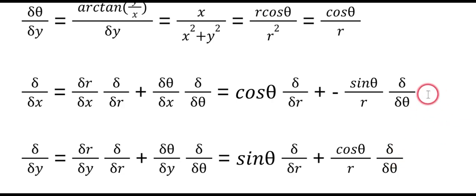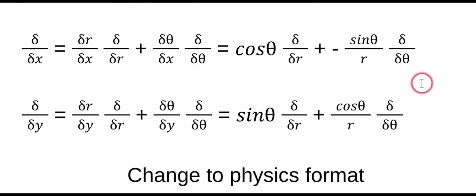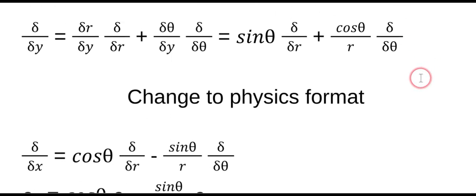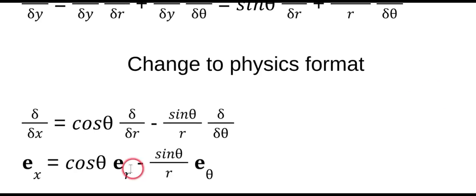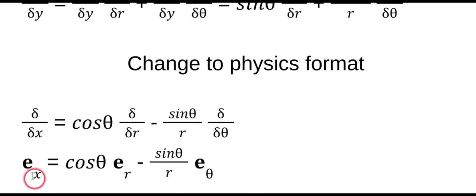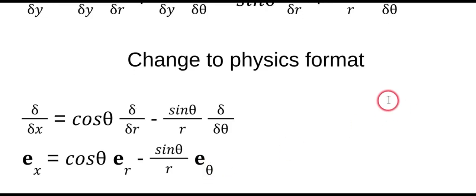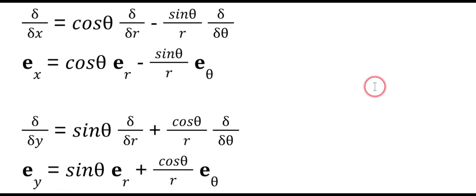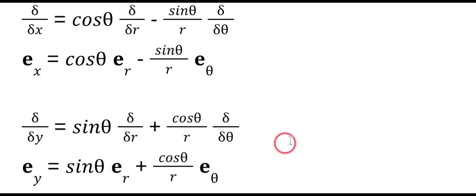Now let's change this to the physics format that we're used to seeing, and it looks like this. So this is the E_x basis vector, this is the E_r basis vector, and this is the E_theta basis vector. This is the way you see expressions in differential geometry, and this is the way you see them in physics. We do the exact same thing to y, so we get E_y is equal to this.